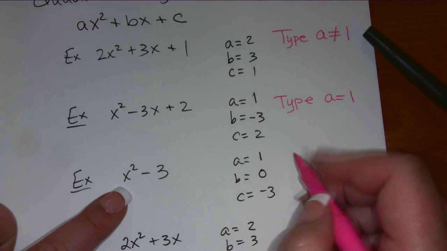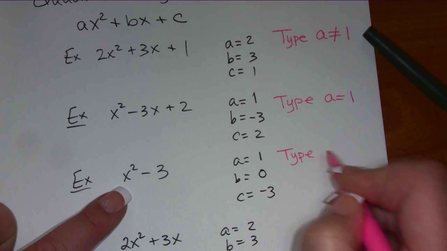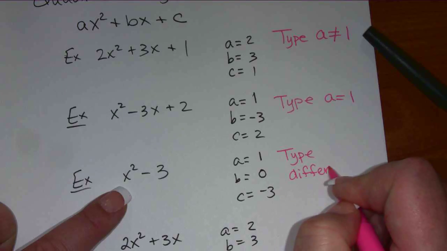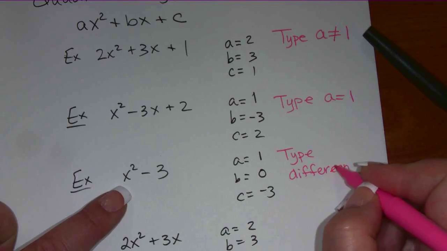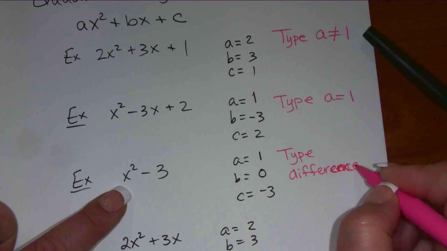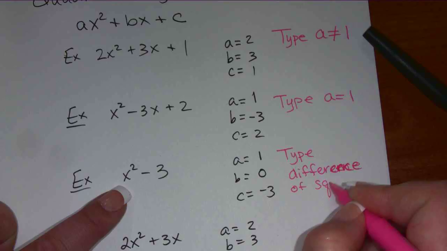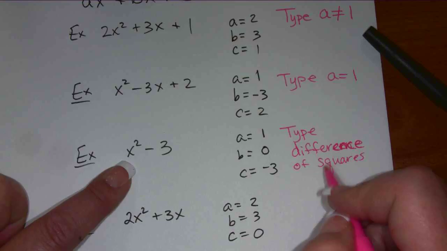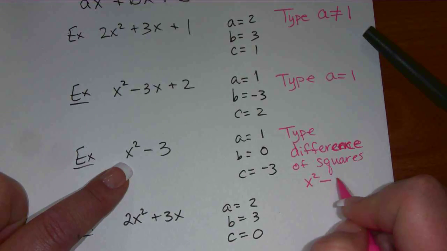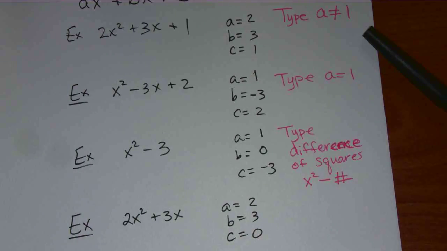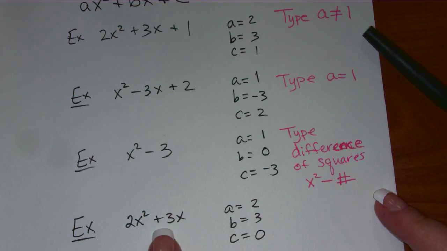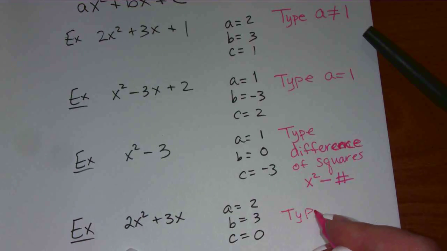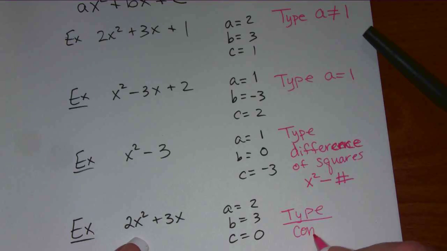This is going to be called difference of squares. So that's like an x squared minus a number. Okay, that's going to be difference of squares. So that's what we're going to call that type. And this type is going to be called common factor, which is what we already did.